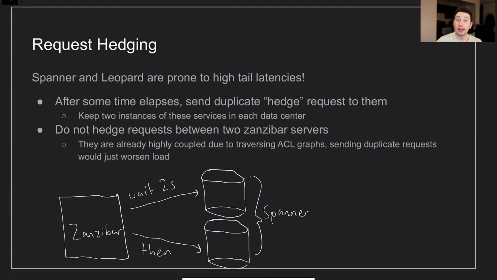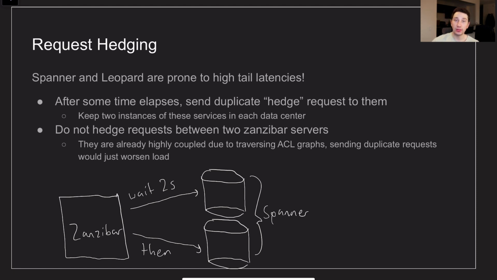Cool. The final piece to talk about here is going to be request hedging. So basically, Leopard and Spanner are both services that are actually external to Zanzibar, right? They're not maintained by the Zanzibar team, and as a result, they can have high tail latencies. These are just things that happen when you're dealing with external services.